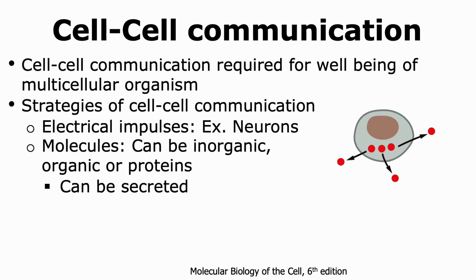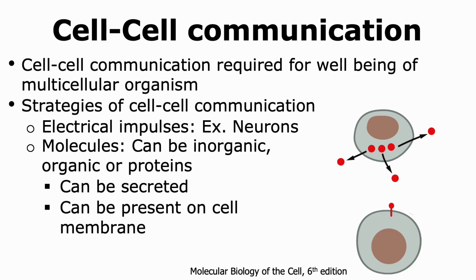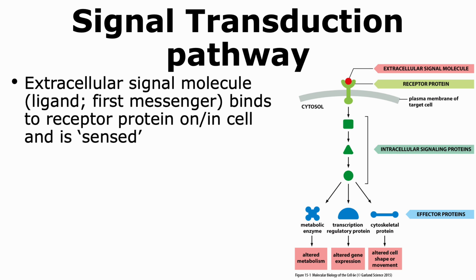The production of molecules is also used as a strategy to communicate. These molecules can be inorganic molecules, organic molecules, or more complex molecules like proteins and peptides. They can be secreted, where the cell produces the molecules and then secretes them into the extracellular environment. We can also have scenarios where these molecules are actually present on the membrane of the cell. Whether the molecule is secreted or present on the cell membrane, these molecules are usually called ligands.